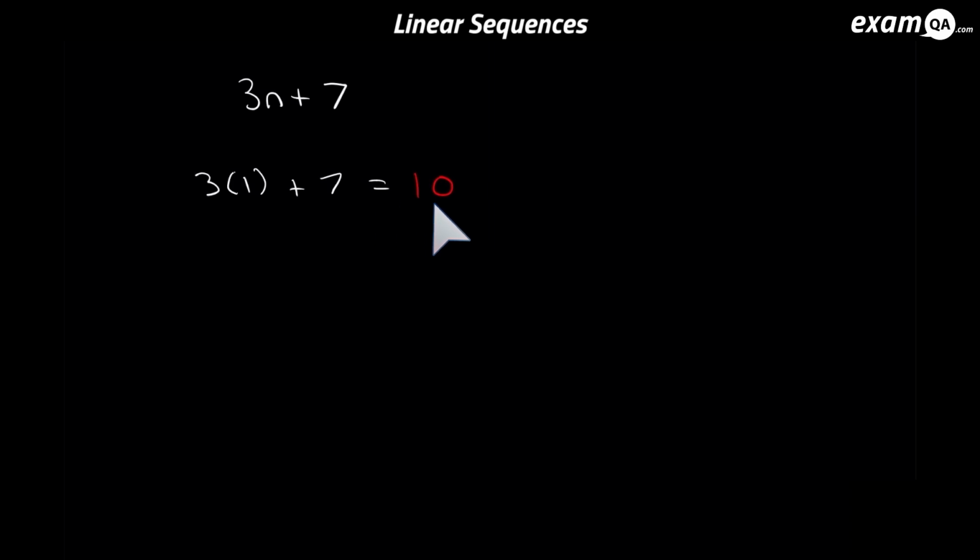Let's try the second term. So this time we're going to replace n with 2. So we'll have 3 times 2 plus the 7. And that gives us 13. Let's do one more and get the third term. So to get the third term, of course, we're going to put n in as 3. So here we've got the first 3 terms of our linear sequence.